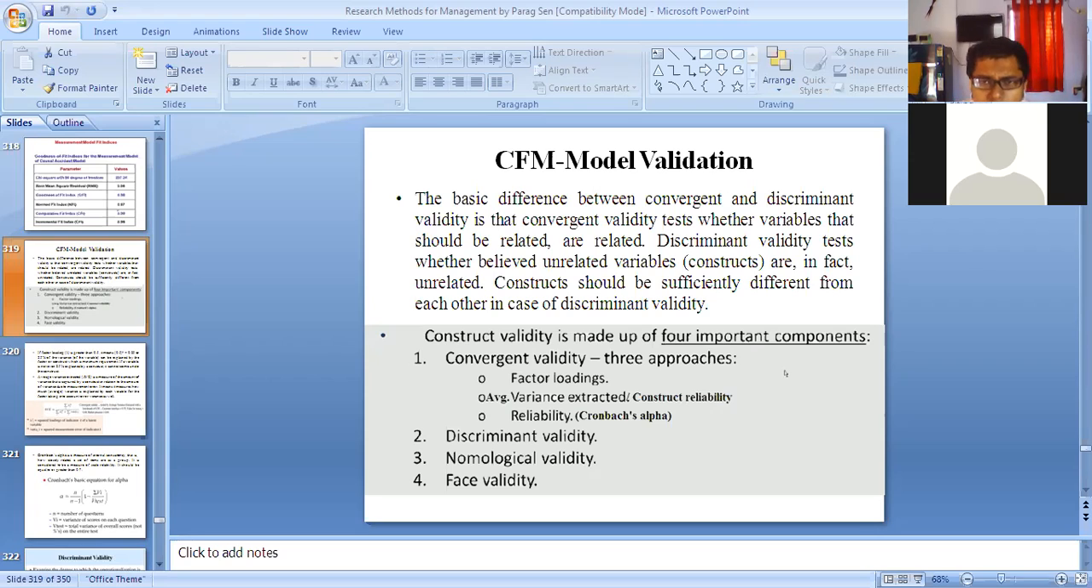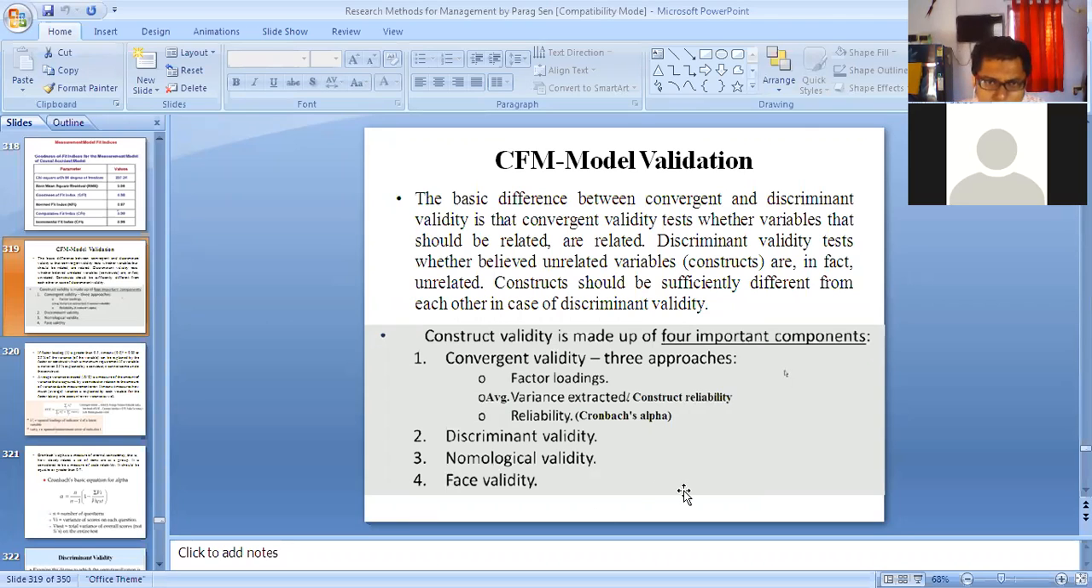So now we are going to start the model validation. In model validation, there are 4 different things we can observe in order to check the model validity. One is convergent validity, number 2 is discriminant validity, number 3 is nomological validity, and number 4 is face validity. But in our discussion, we will be restricted to convergent validity and discriminant validity. That will suffice the requirement.